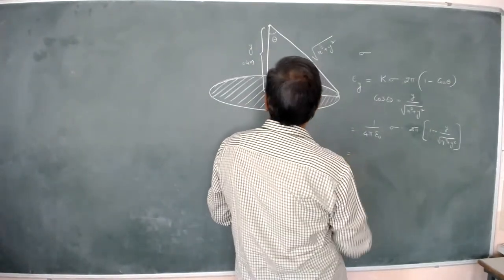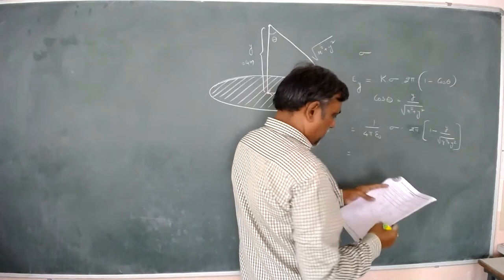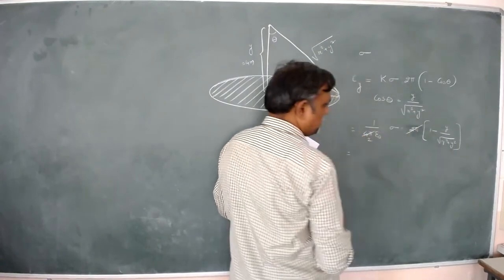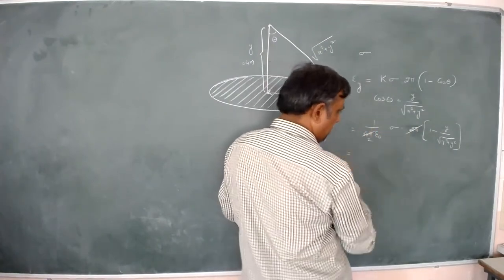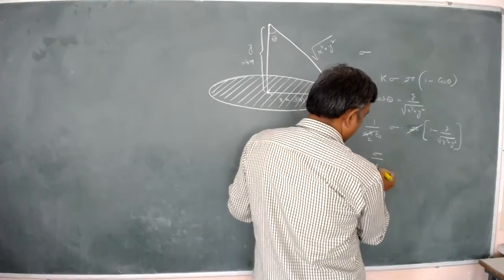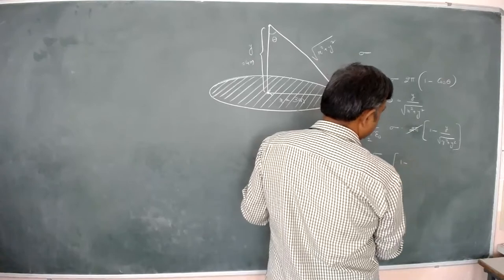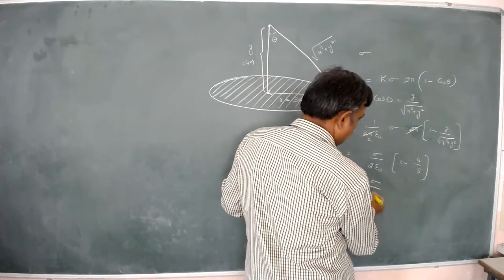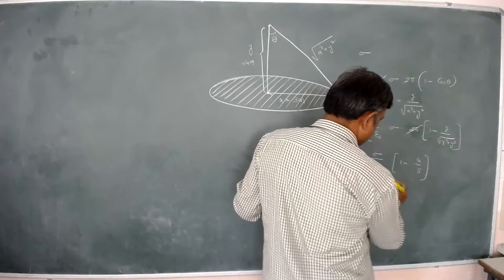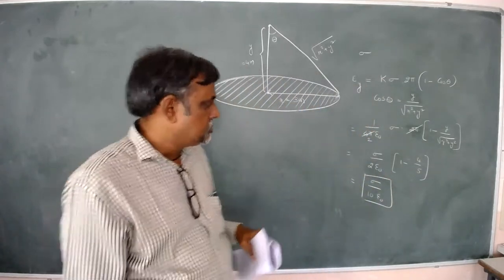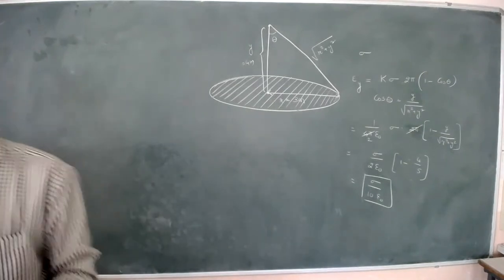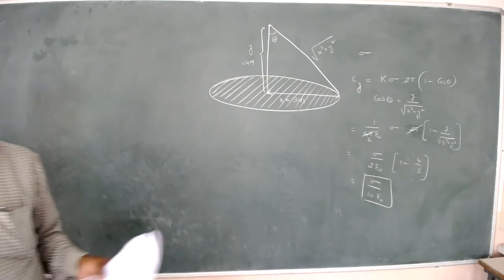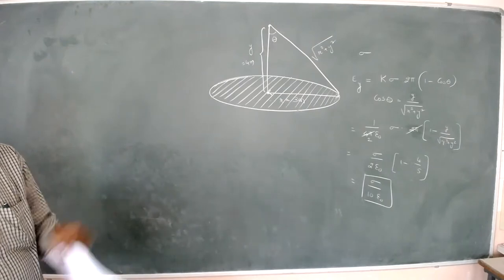The numerical values are given here. The options are in terms of epsilon naught, so don't take the value 9 into 10 power 9. Epsilon naught is there. So sigma by 2 epsilon naught into 1 minus 4 by 5, which is sigma by 10 epsilon naught. So there is a value. Is the option there? Yes, option B. That is the way we have to solve the problems.